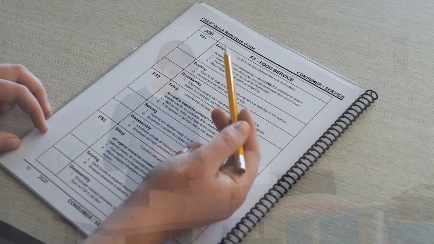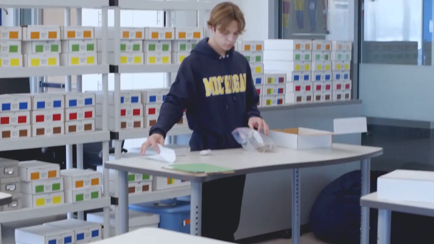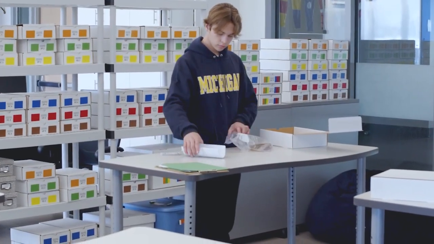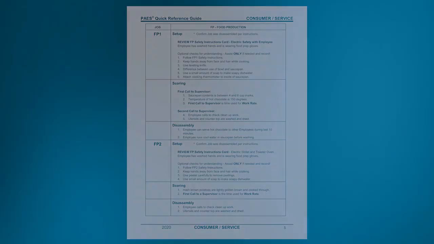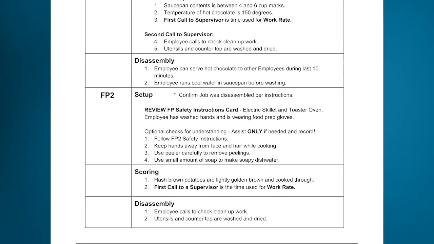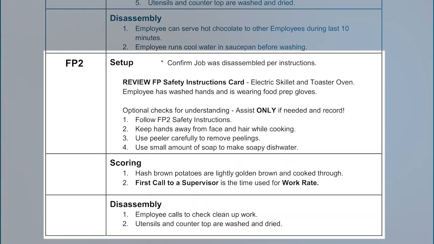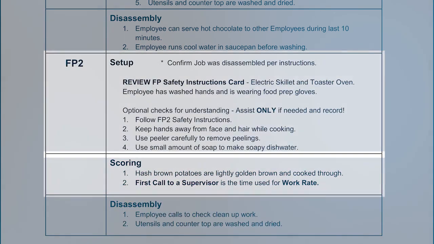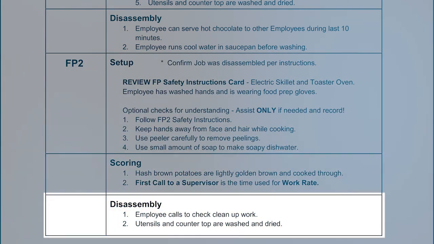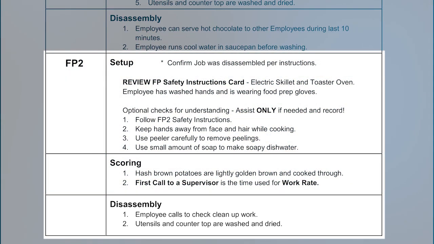Supervisors use component QRGs to become familiar with how each job should be set up, scored, and disassembled to be ready for the next employee. Here's an excerpt for the job page for job FP2, which we looked at earlier. It contains all the instruction you need to set up, score, and disassemble the job. You will use these QRGs when you practice the PAES work procedure in the next training video.